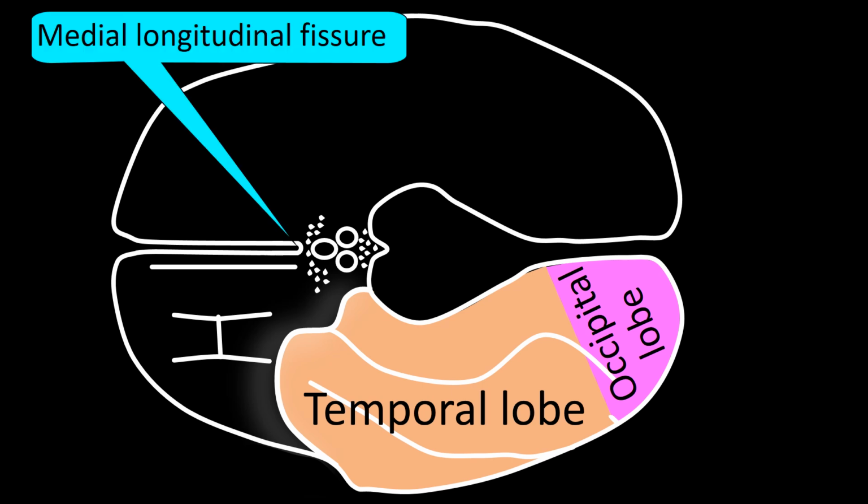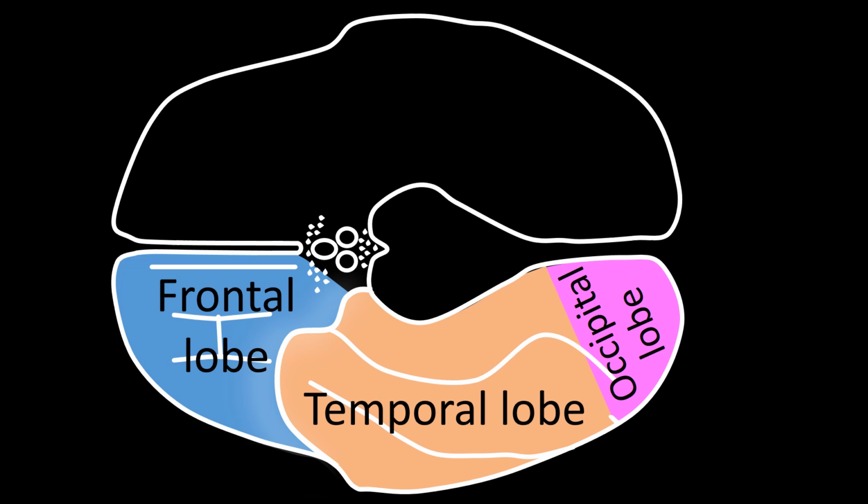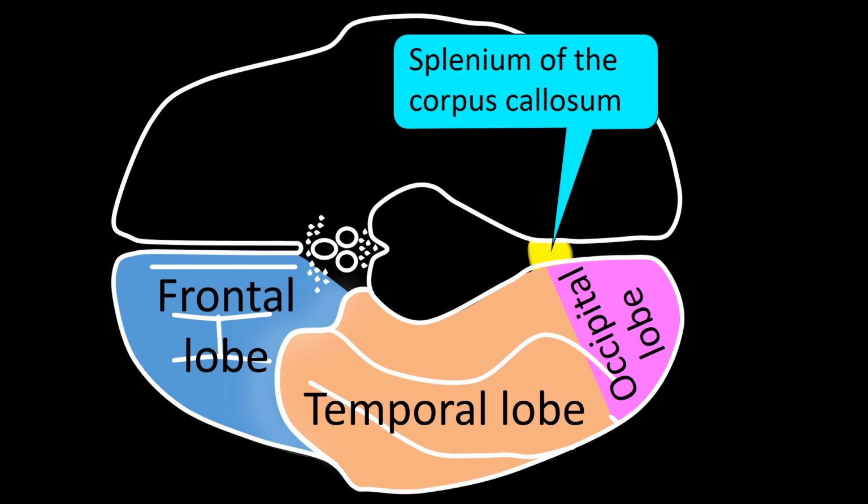Now go to the anterior longitudinal fissure as seen in this view and go to the middle of the uncus. Draw a line between these two structures. In front of it is the frontal lobe, the gyrus rectus and orbital gyra. Here I am representing the corpus callosum connecting the occipital lobes.